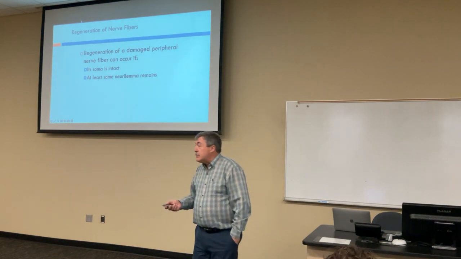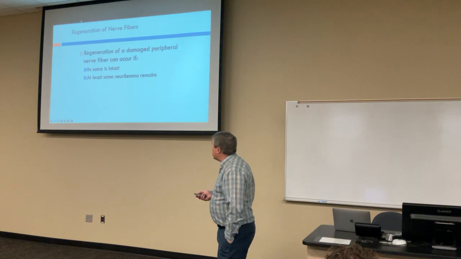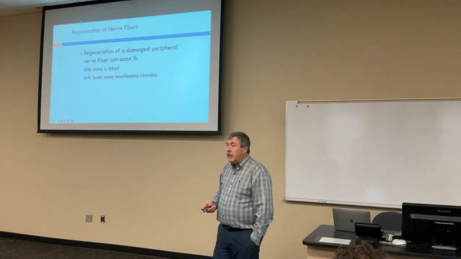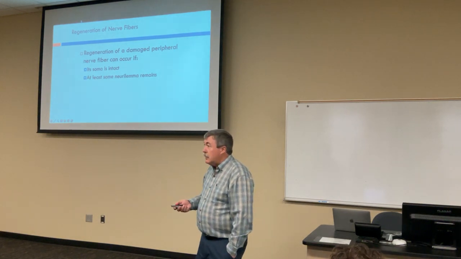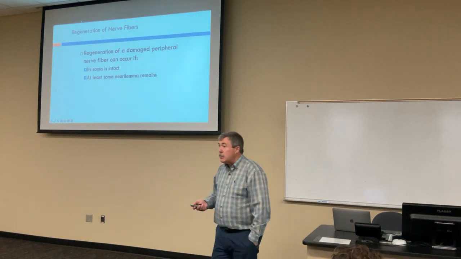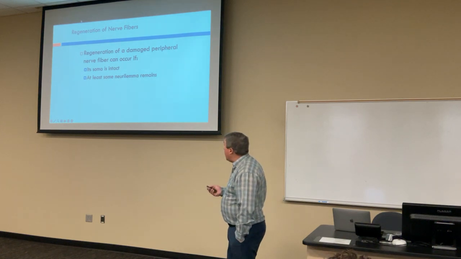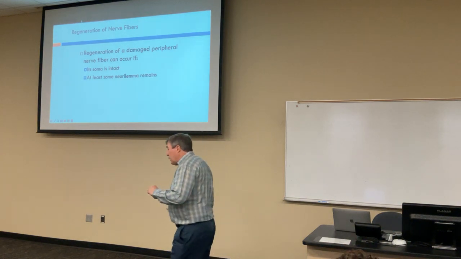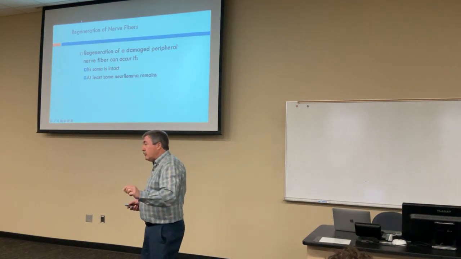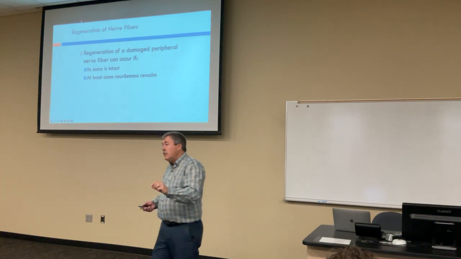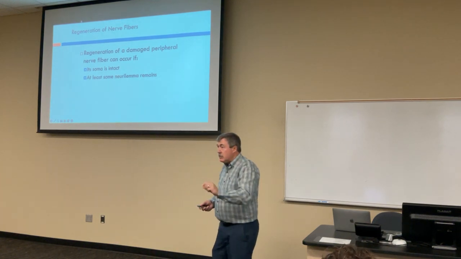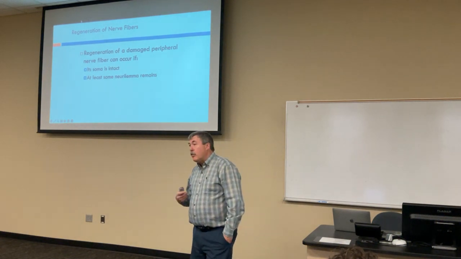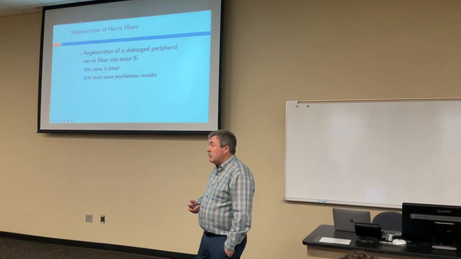But in the peripheral nervous system, nerve fibers can be repaired or regenerated as long as the soma of the neuron remains intact. The soma is the cell body of the neuron. And at least some of the neurolemma remains. The neurolemma includes the myelin sheath along with the endoneurium, which is a connective tissue covering that surrounds the myelin sheath. So you have to have both of those in order for a neuron to be able to repair itself.